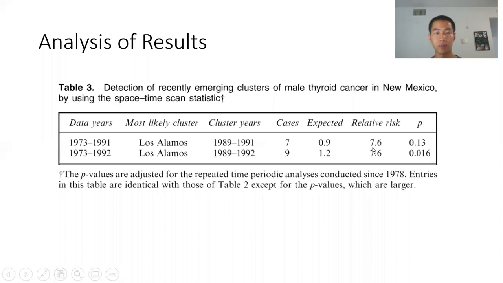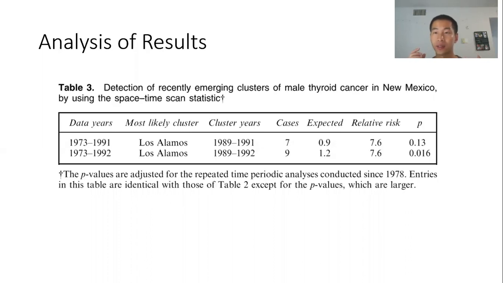Okay, once we apply the new updated version of the space-time scan statistics, the author gets such a result. Notice that all other rules are still the same with the previous table. The only difference is listed in this table here. That is, from the year 1973 to 1991, that cluster was no longer significant.